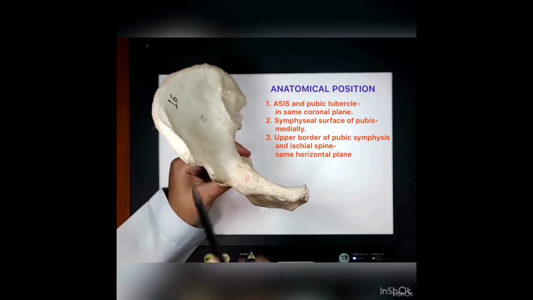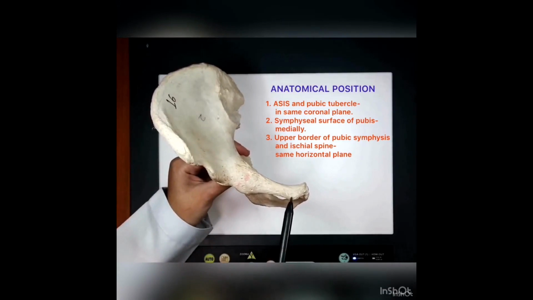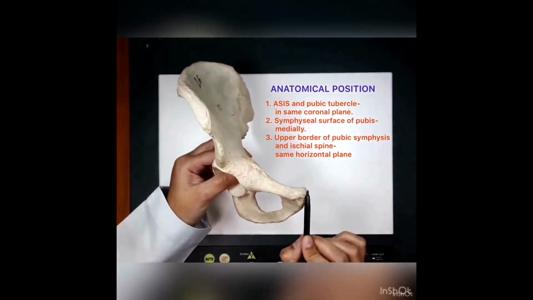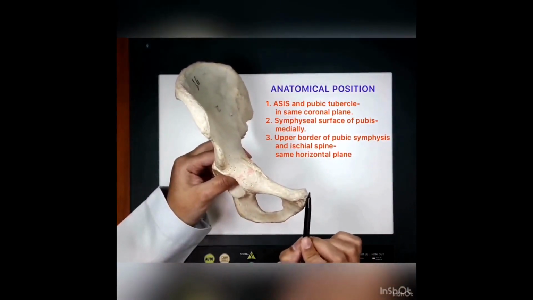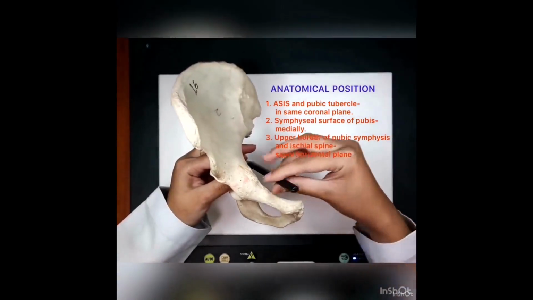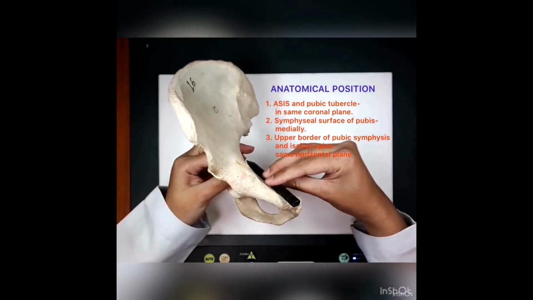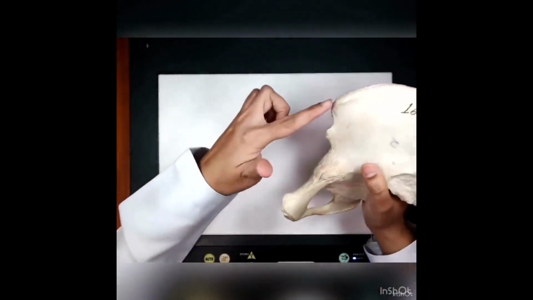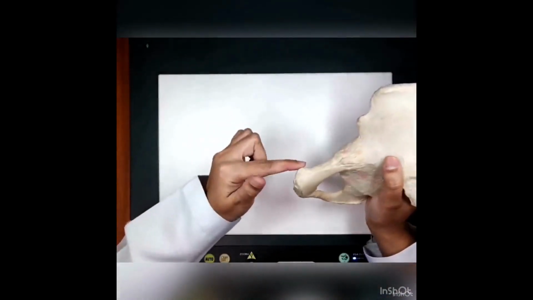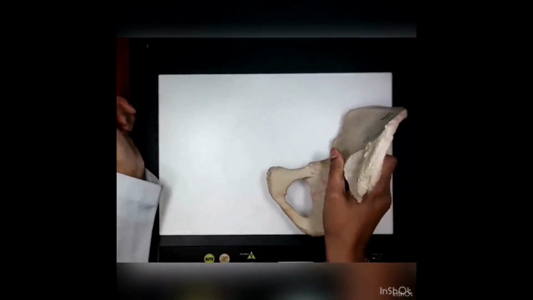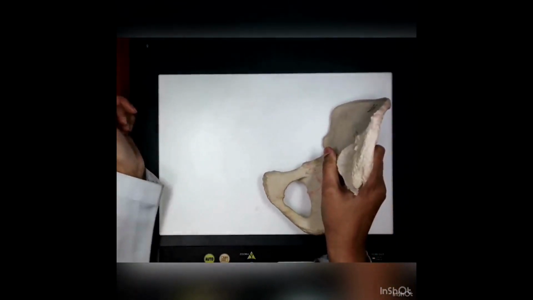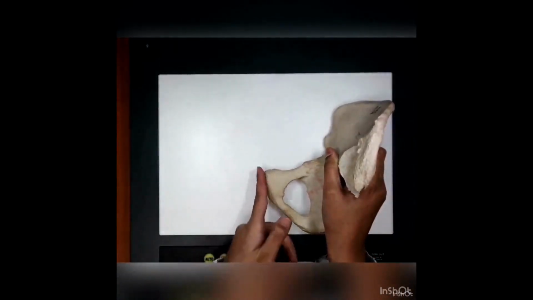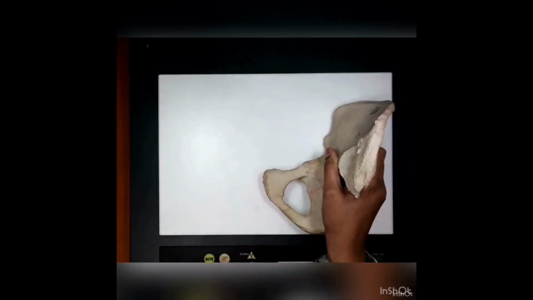I repeat the three points of the anatomical position. The anterior superior iliac spine and pubic tubercle should both lie in the same coronal plane. The symphyseal surface of the pubis should face medially, and the upper border of the ischial spine and pubic symphysis should both lie in the same horizontal plane. To keep this anterior superior iliac spine and pubic tubercle in one coronal plane, you can keep it on a flat surface like this. In such a way, they both should come in one coronal plane and the symphyseal surface of the pubis should face medially.